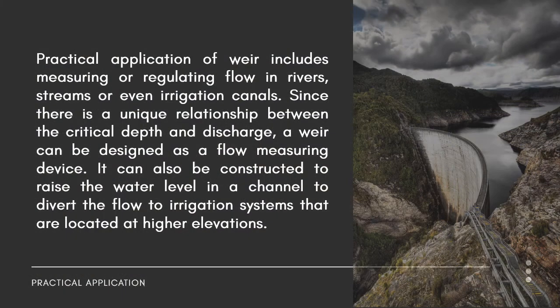Practical application of weir includes measuring or regulating flow in rivers, streams, or even irrigation canals. Since there is a unique relationship between the critical depth and discharge, a weir can be designed as a flow measuring device. It can also be constructed to raise the water level in a channel to divert the flow to irrigation systems that are located at higher elevations.